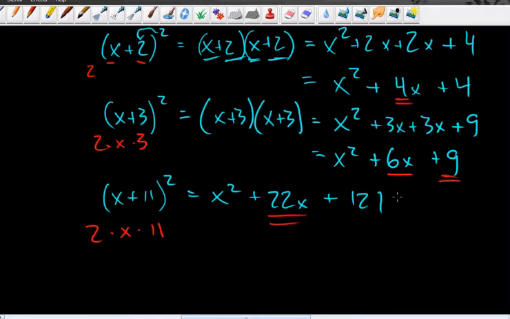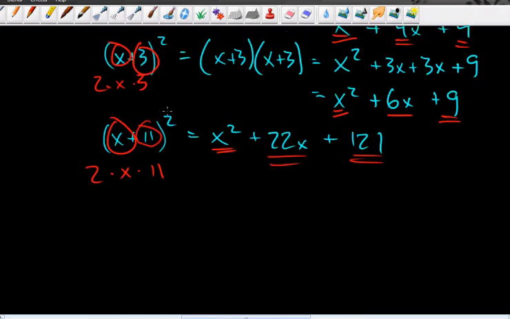And the last term ends up being the square of the second term. And the first term is the square of the first term in our factor. Okay, well, we can use this to do some factoring.